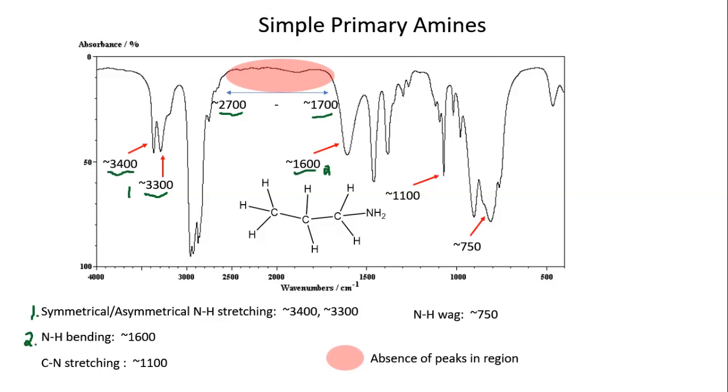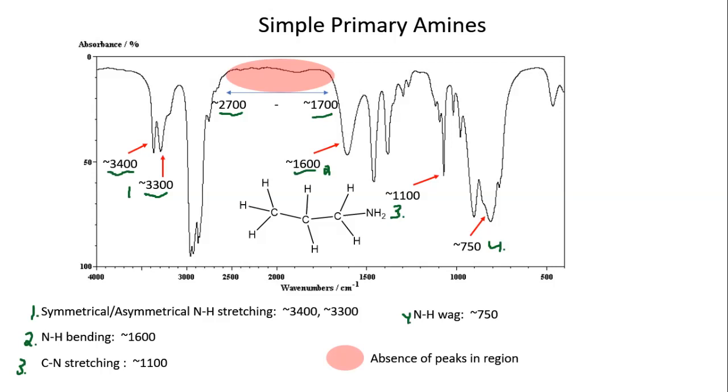Now at 1100, we'll say that's our important peak 3. We have CN stretching. Now this is an approximation, so it could be anywhere from say 1150-ish to 1050-ish in that region. And then we have the NH wag, which is around 750. That's our 4th important peak. So again, in the red, you shouldn't see any peaks in this region for simple primary amines. So all the primary amines that I give you in the question, if it's an unknown, should not have a peak in this region.